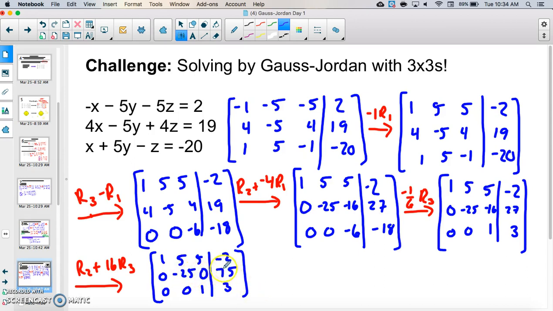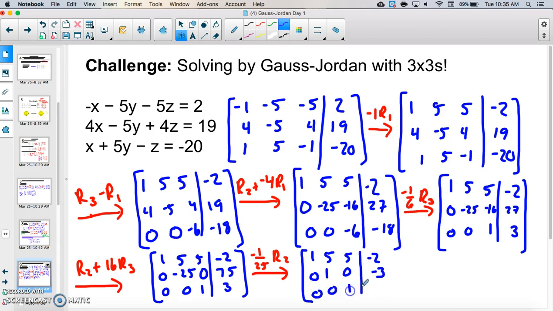Ooh, 25 and 75 are multiples, and they can both be divided by 25. So let's use that. We're going to do negative 1 over 25 times row 2. So we're going to get a 1 and a negative 3. We're so close.